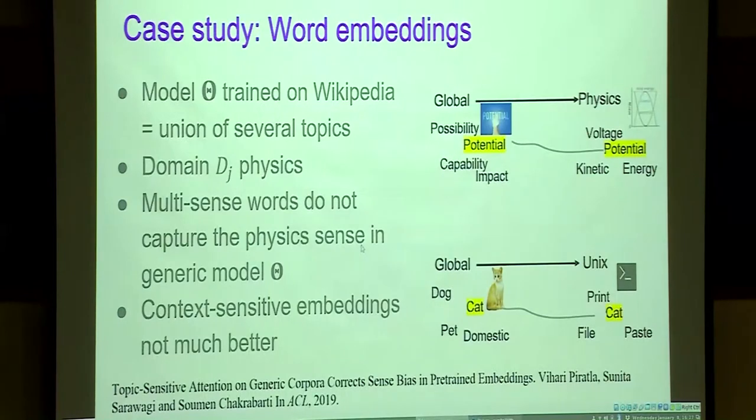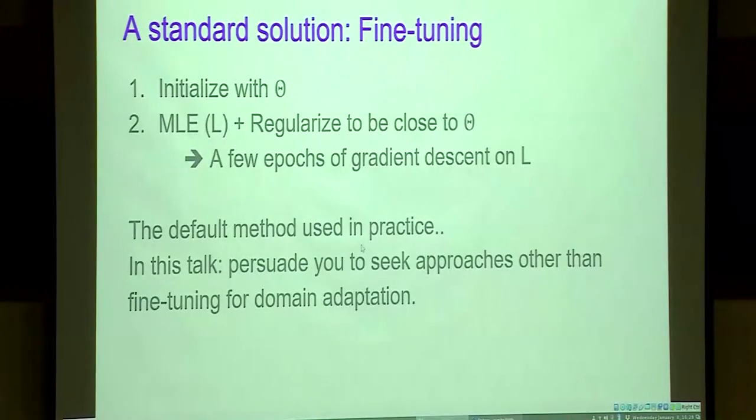Now, some of you who are in the NLP field might ask, could you use context sensitive embeddings? So you don't just assign an absolute embedding for a word, but look at the embedding of the word in the context of the sentence in which it lies, and would that handle the multisense problem? Actually, it does not, because typically sentences are short, and even context sensitive embeddings do not capture the physics sense of the term. And so in this paper which we wrote in ACL 2019, we showed that this is a big problem. And now you have to do domain adaptation.